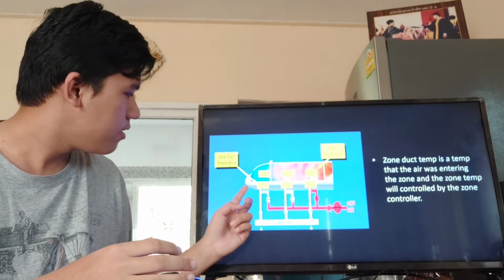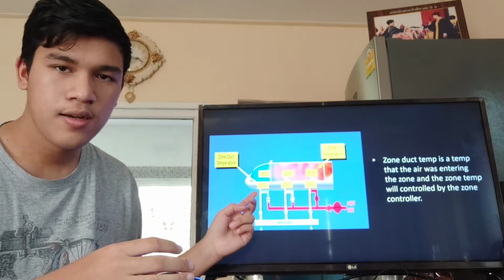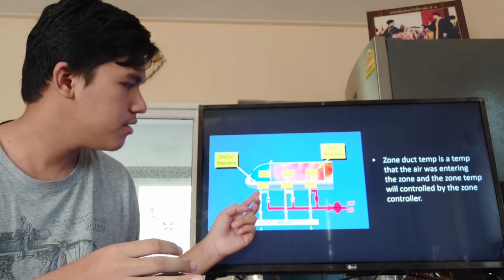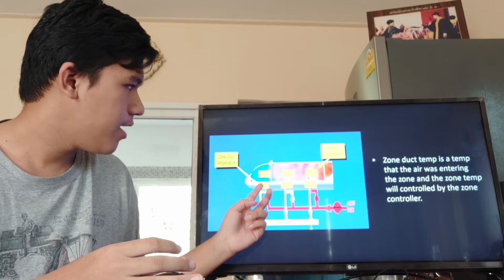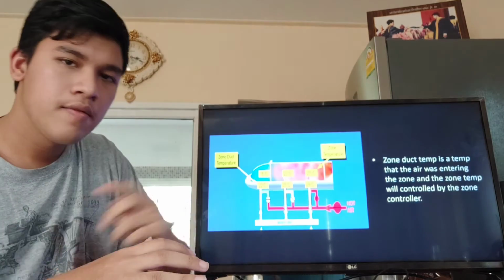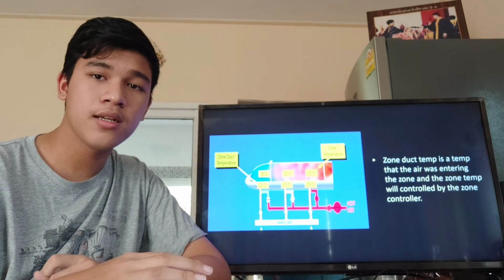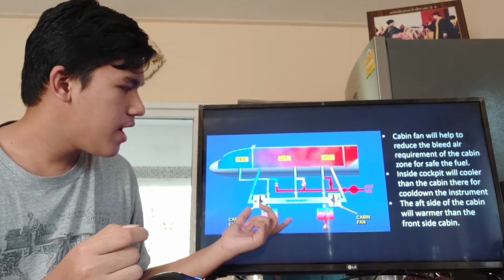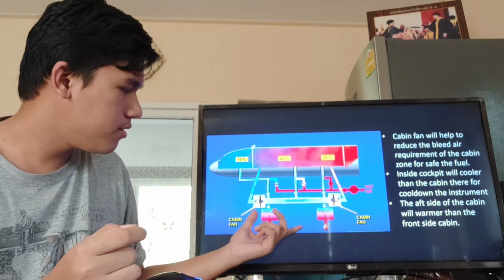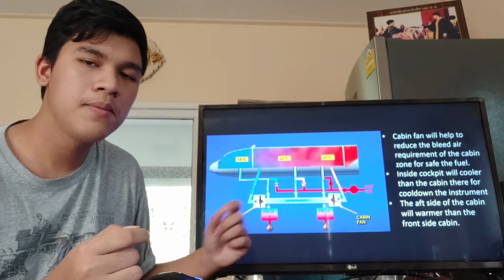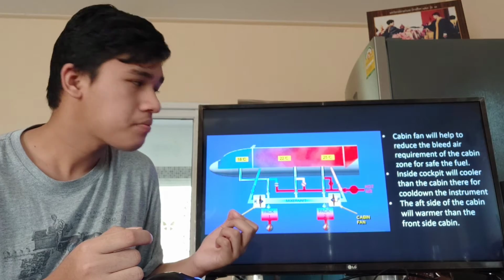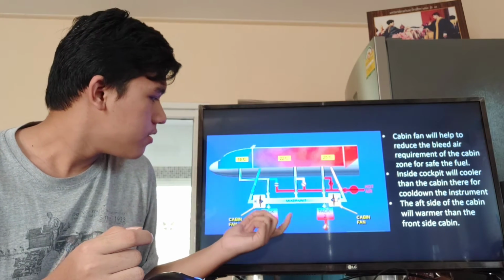And this is the zone duct temperature, which is the air temperature going into the cabin. And this is the zone temperature, which is the temperature inside the cabin. In this system, we have two cabin fans. They are used to reduce the requirement of bleed air inside the cabin, to save fuel.